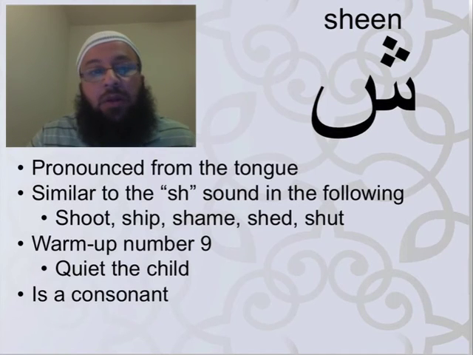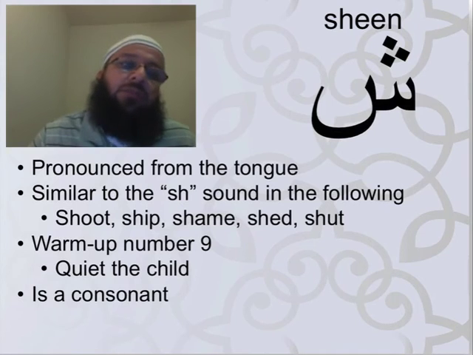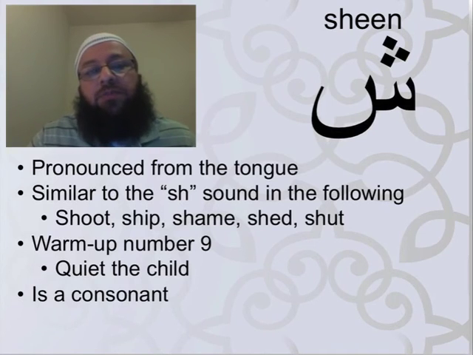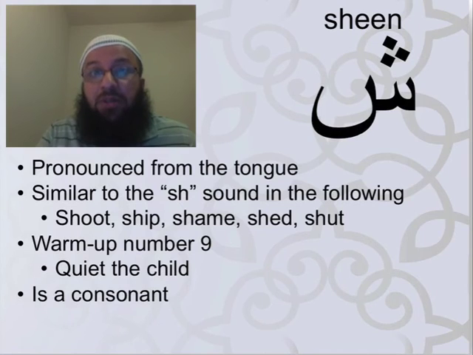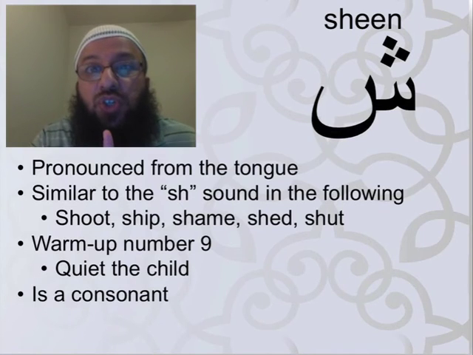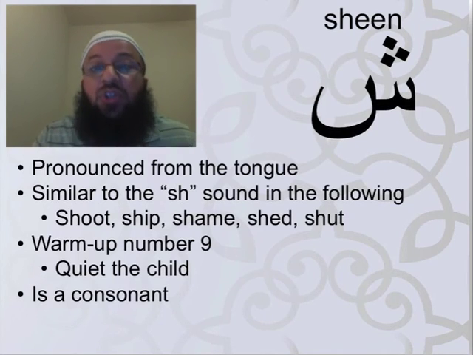the following words in the English language. Shoot, ship, shame, shed, shut, shh, sheen. And warm-up number 9 is the one where you quiet the child. If you're telling the child to be quiet, you say shh, sheen. Okay, I hope that's clear. And the letter shiin is a consonant.